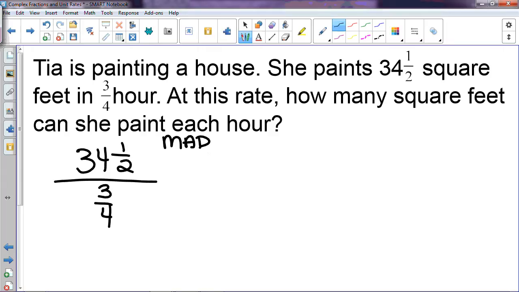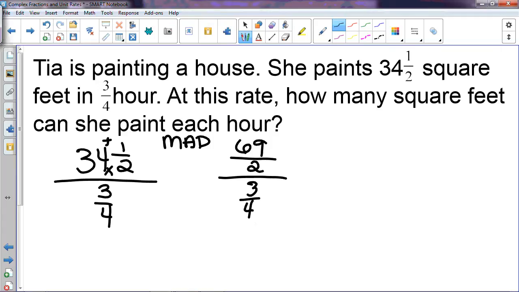So what that's telling us is we want to multiply our denominator by our whole number. 34 times 2 is going to give us 68. The A in MAD is standing for add in your numerator. 68 plus 1 gives us 69. And then the D is telling us to keep our denominator the same. So 34 and 1/2 as an improper fraction would be 69 over 2. And then I'm just going to rewrite the 3/4.